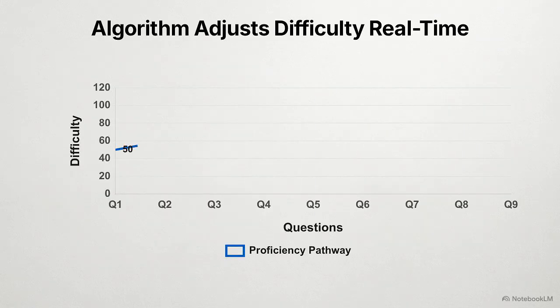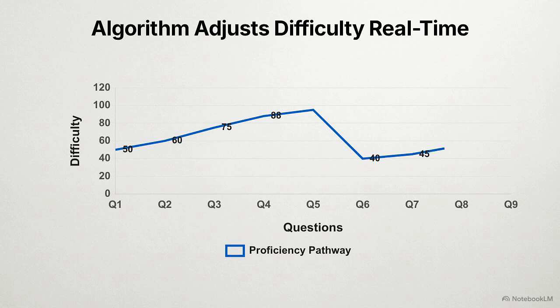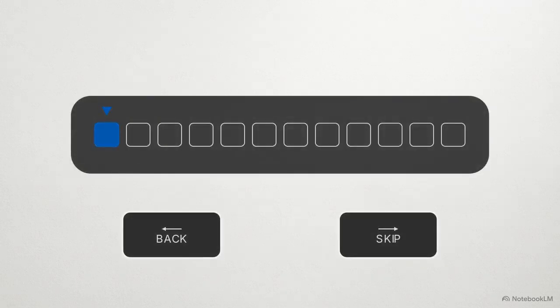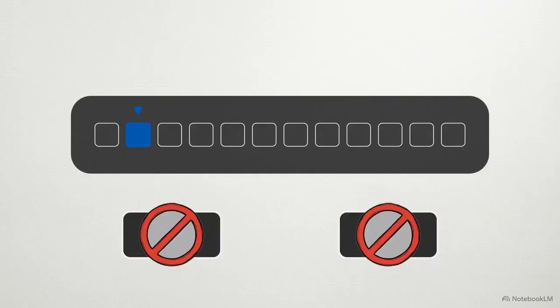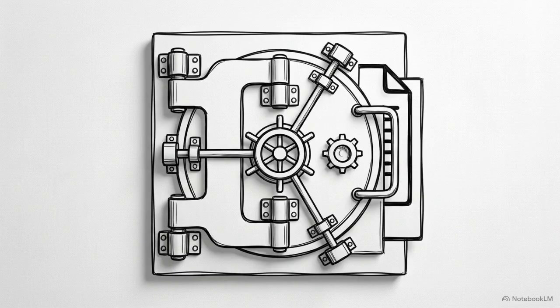Looking at this decision tree, as you demonstrate competency by logging correct answers, the algorithm spikes the pathway upward into higher difficulty tiers. If you answer incorrectly, it drops the difficulty level, signaling to the algorithm a lack of proficiency in that specific area. This creates the most critical physical constraint of the CAT format. You cannot skip forward, and you cannot return to previous questions. Once an answer is submitted, it is permanently locked.